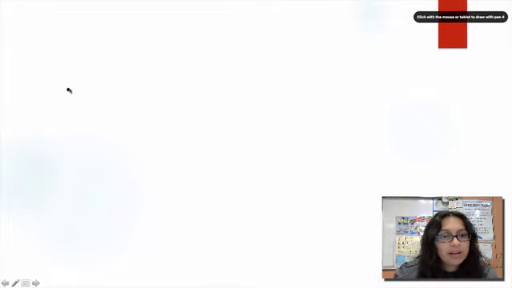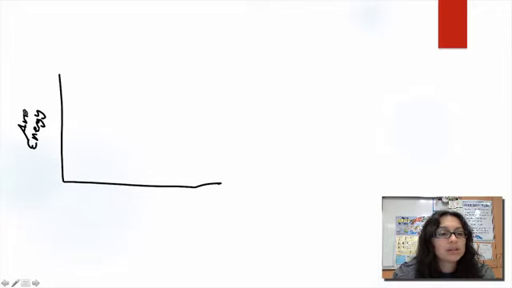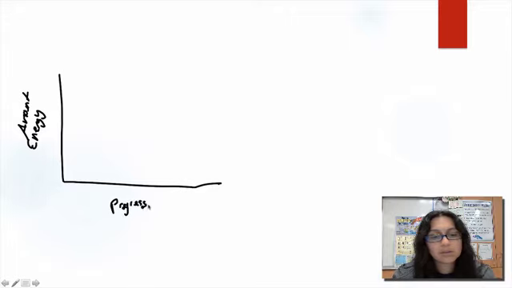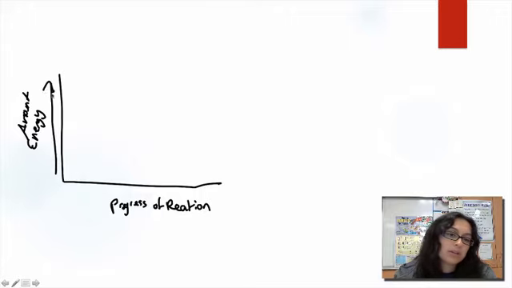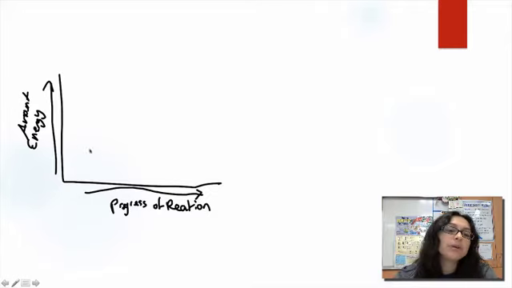So you have your graph. This is the amount of energy. I'll just put energy this time. So amount of energy, and this is progress of reaction. This is more energy as you go that way. This is going towards the completion of the reaction as you go that way.